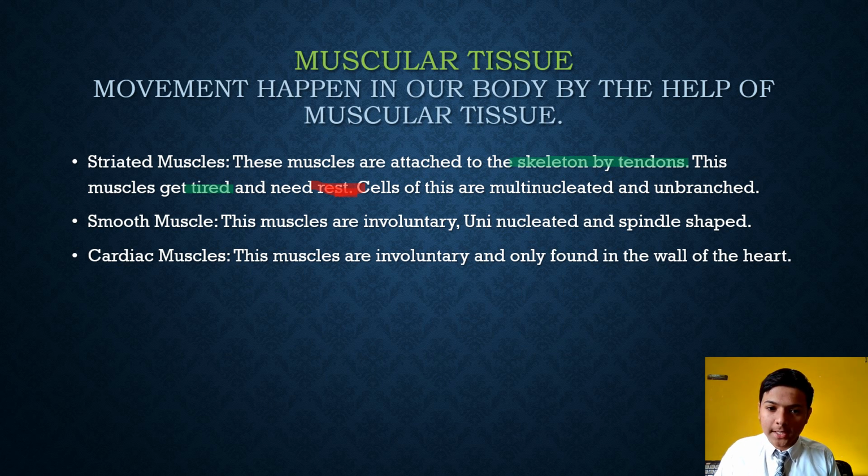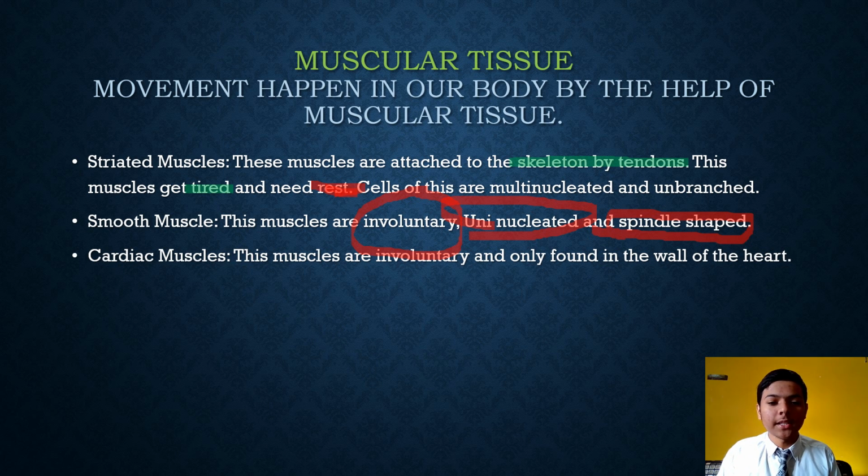Second type is smooth muscle. These muscles are involuntary, uninucleated and spindle shaped.